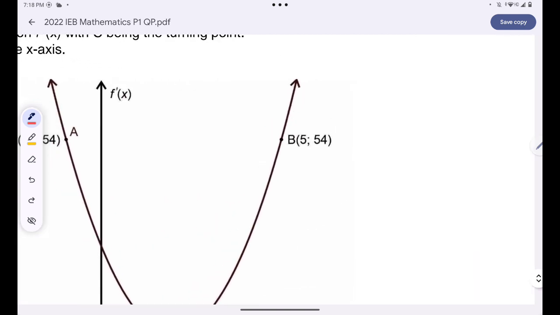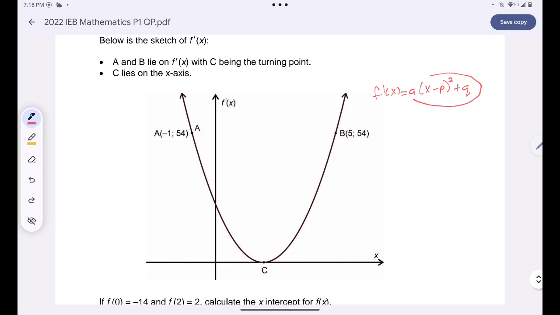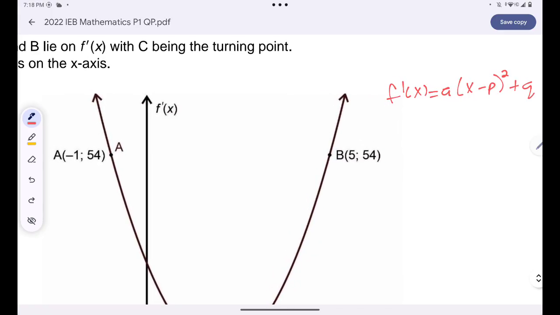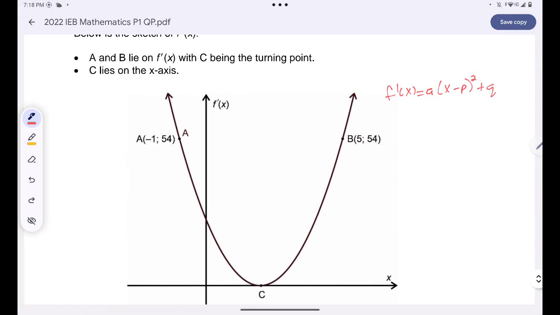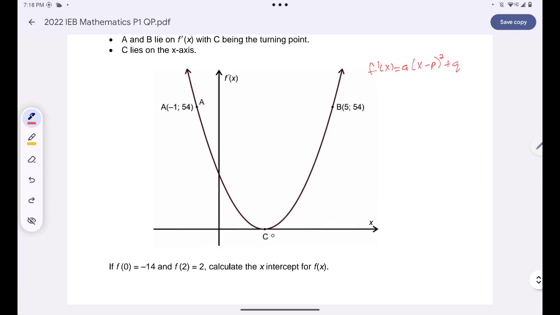I know it can be represented like f prime of x is equal to a(x minus p) squared plus q. Why am I choosing to express it like this? Because my derivative function is parabolic. Are you together? The value of p and q are the x and y coordinates of my turning point. Since my turning point is on the x-axis, I know y is 0.